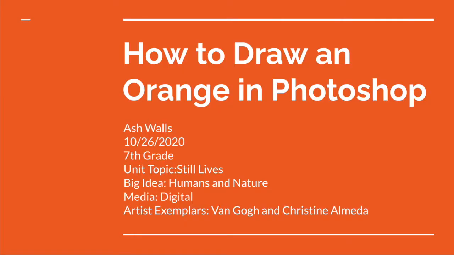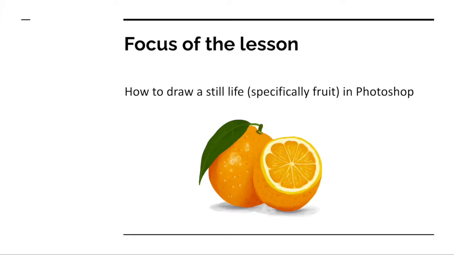Hi everybody, so today for the Curriculum Slam, I will be presenting my lesson on how to draw an orange in Photoshop. So the unit topic is going to be still lives. It's primarily for 7th grade, and our big idea is humans and nature. The media is digital, and the artist exemplars are Van Gogh and Christine Almeida. So the focus of the lesson is how to draw a still life, specifically fruit, in Photoshop.